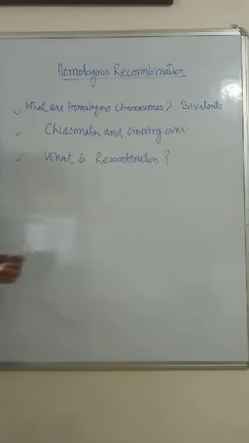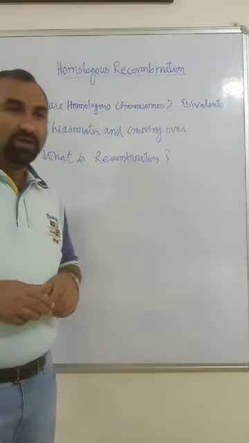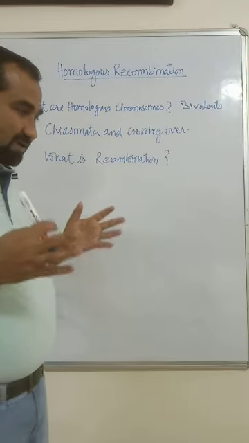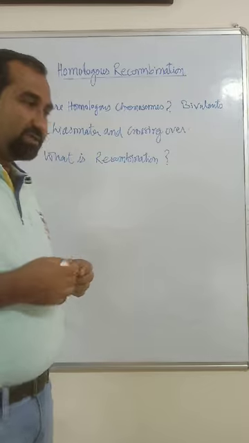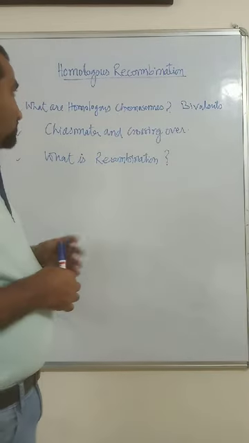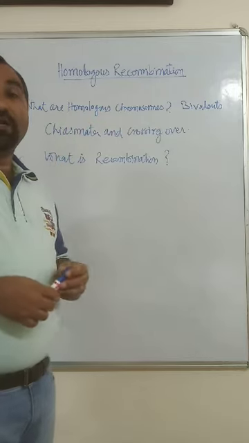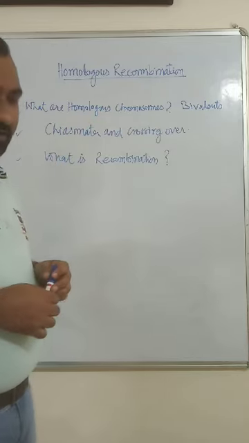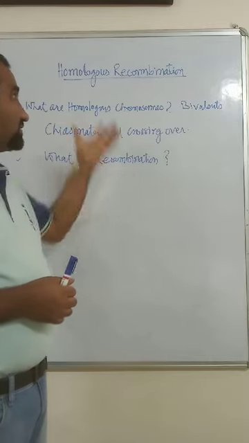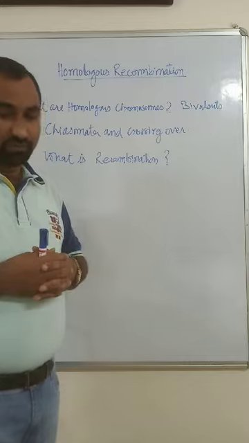So, dear students, our today's topic is homologous recombination, and one by one we will understand what this mechanism is, what its importance is, and how it takes place. And so we start. So first, what are homologous chromosomes? Because before we proceed, it is important to have an idea about the homologous chromosomes.